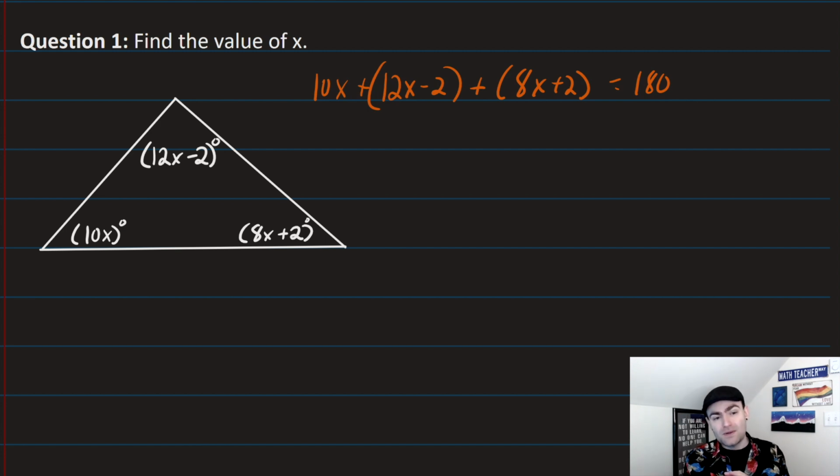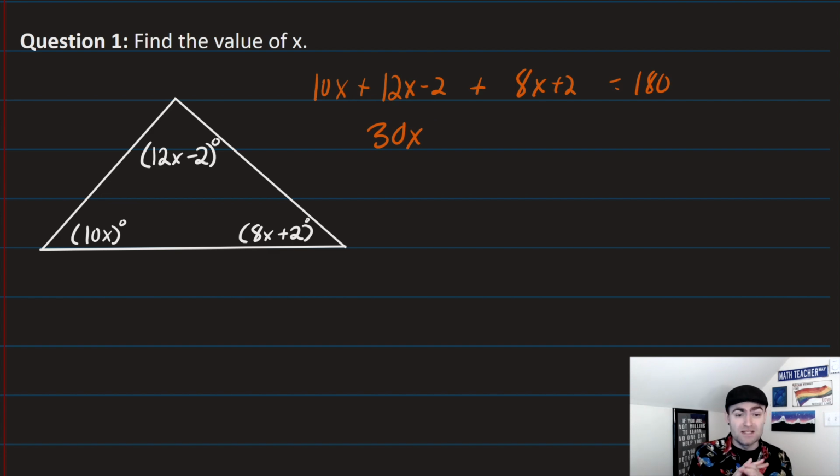We don't need these parentheses because we're not doing any multiplication or division or powers or anything like that, so we can drop these parentheses, and then we can combine our like terms. So we have 10x's plus 12x's plus 8x's. Well, 12 and 8 make 20, and 20 plus 10 is 30x's. Then we have a minus 2, and we have a plus 2.